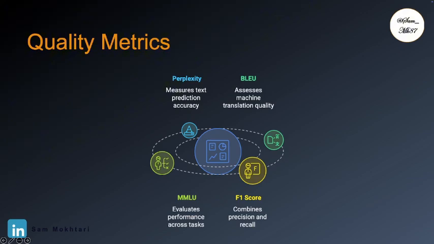Another metric is BLEU, which is tailored for machine translation. It compares the model's translation to human references and calculates a score based on the similarity of words and phrases. The higher the BLEU score, the closer the translation is to the human reference. Another metric is MMLU, which is a broader benchmark that tests a model's knowledge and reasoning across various subjects. It's designed to evaluate how well a model can generalize its understanding to different domains and solve diverse problems.